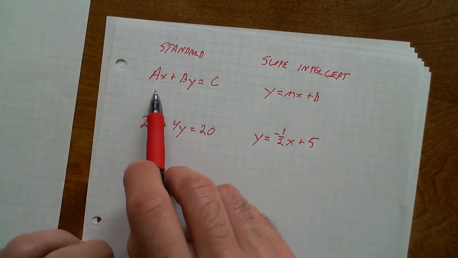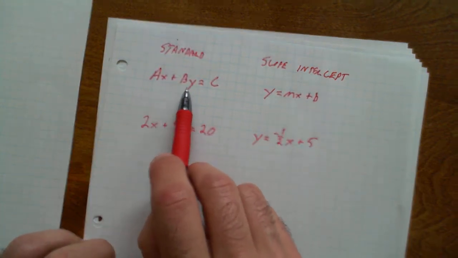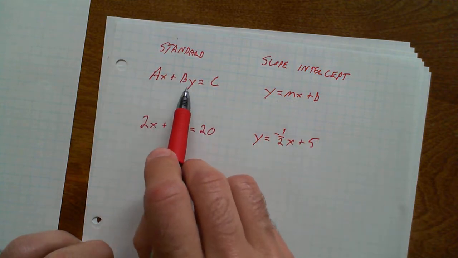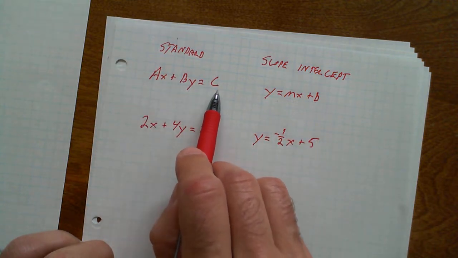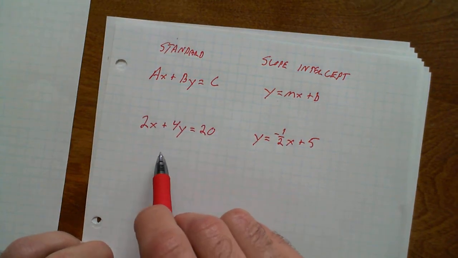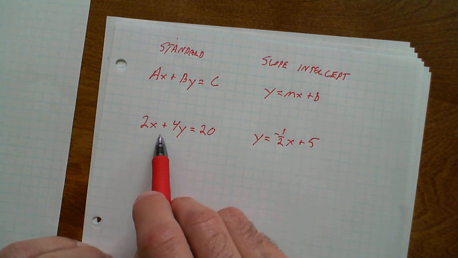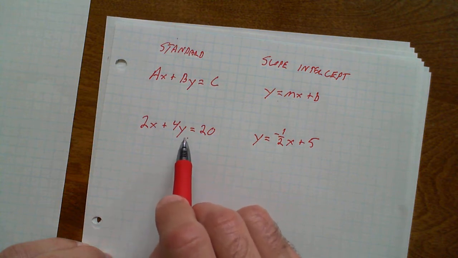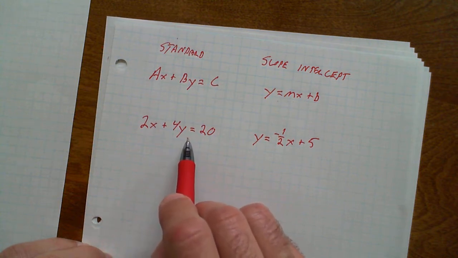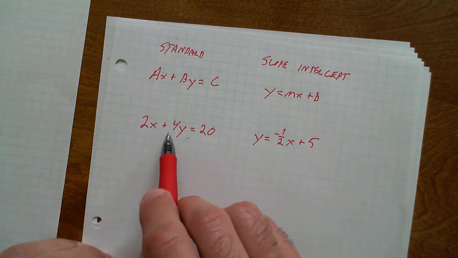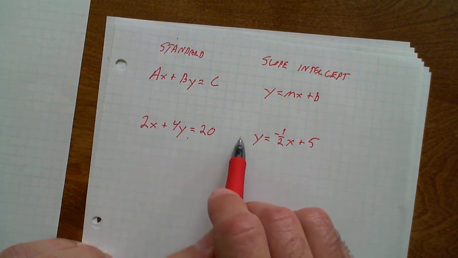But standard form is in this form, where the x and the y are on the left side of the equal sign, you have a number in front of x and a number in front of y, and then you have a number by itself over here. So for example, standard form would look like this: 2x plus 4y equals 20. But this can be graphed as a line. In order to graph it, we're going to have to put it into slope-intercept form. We can also find the x and y intercepts, but for now, let's just figure out how to put it into slope-intercept form.